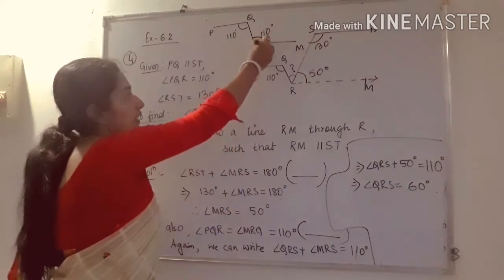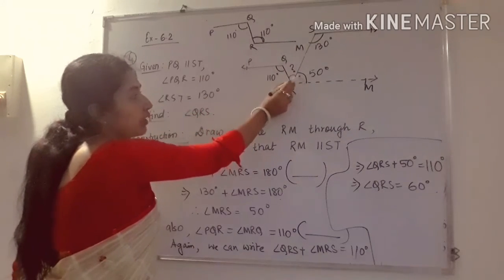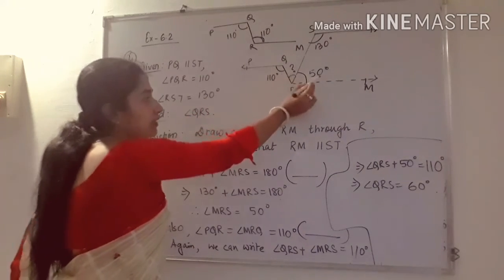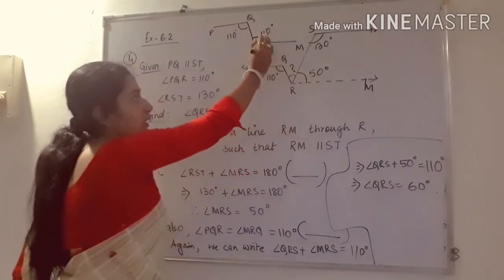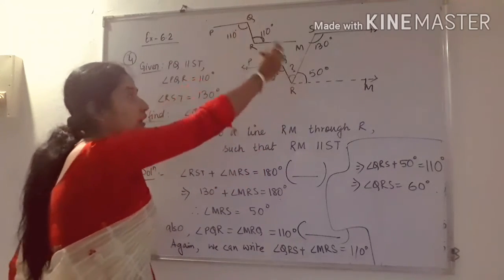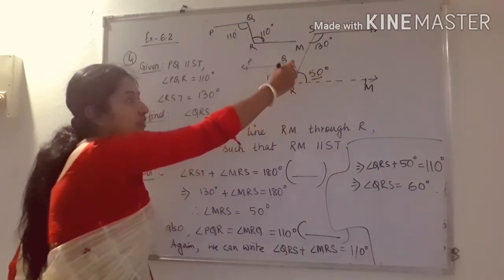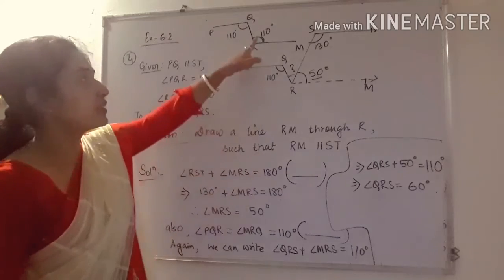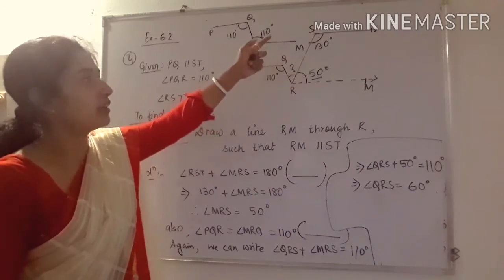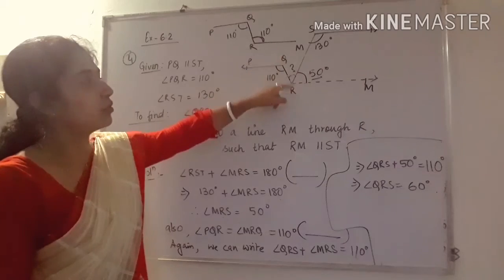But this whole 110 degrees is divided into two angles. One is not given and the other is given. If the sum of these two angles is 110 degrees and among these two angles one is given, that is 50 degrees, we can easily find the second angle by subtraction. If we subtract 50 degrees from 110 degrees, we will easily get the unknown angle, that is angle QRS.